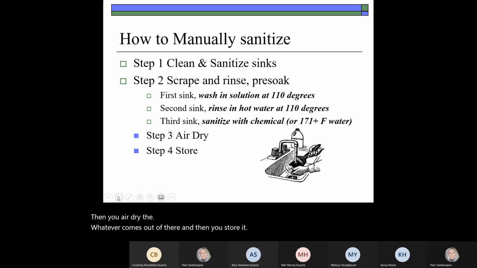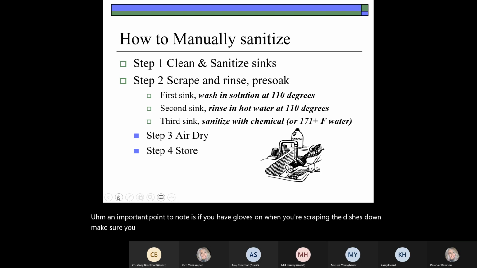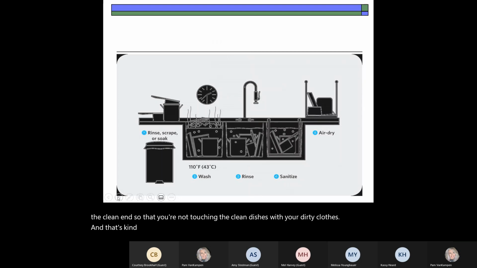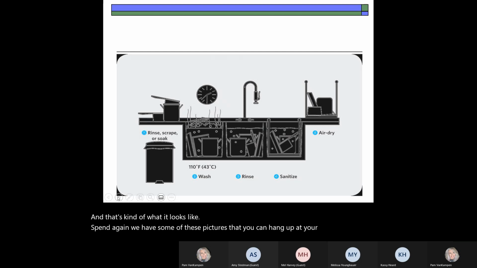An important point to note is if you have gloves on when you're scraping the dishes down, make sure you change those gloves when you're taking the dishes out of the dish machine at the clean end so that you're not touching the clean dishes with your dirty gloves. And that's kind of what it looks like. And again, we have some of these pictures that you can hang up at your site.